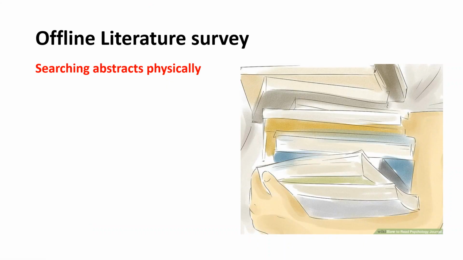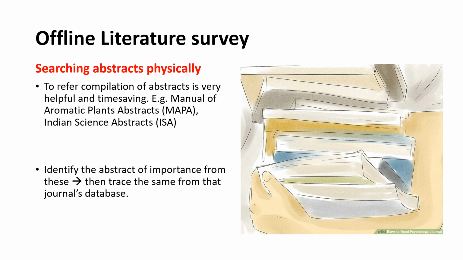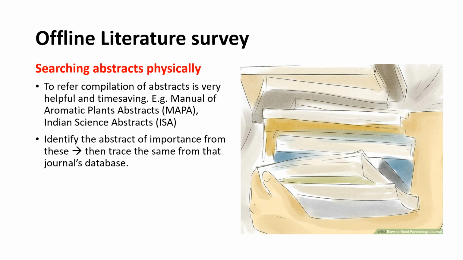Next is searching abstracts physically. To refer compilations of abstracts like Manual of Aromatic Plant Abstracts, MAPA, Indian Science Abstracts, ISA, is very helpful and time saving. And most of the libraries have the subscription of these in physical form. So after a particular abstract of importance is identified from these, the same can then be traced from that journal's database. However, many of these abstracts are also available online, in which you can search rather more easily.